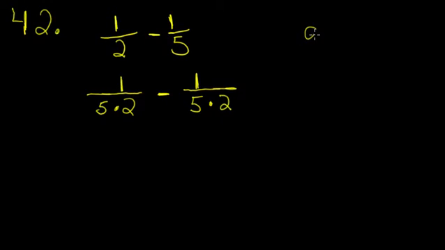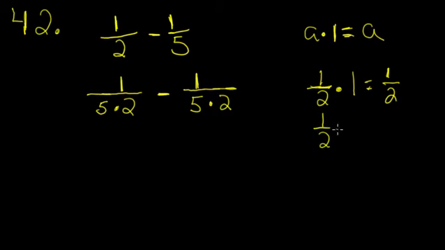But that changes the value of these numbers. So I have to remember that a times 1 equals a. And so 1/2 times 1 equals 1/2. But I can write 1 in a way that's going to change this to get the work done that I need done. So I can do 1/2 times 5 over 5, because 5 over 5 is 1. I'm not changing the value. I multiply my top and my bottom, and I have a new way of writing this.